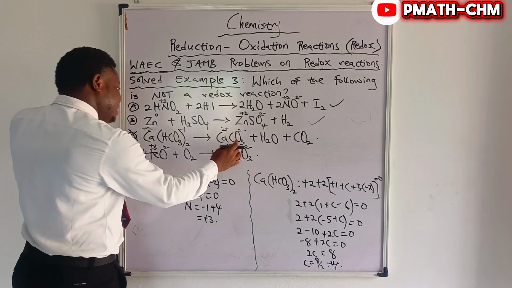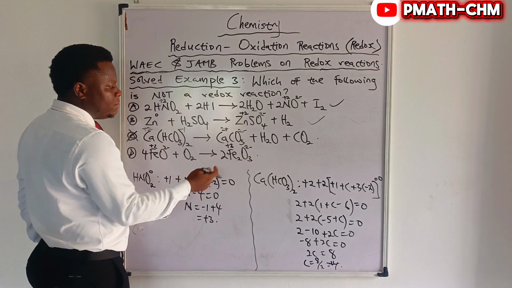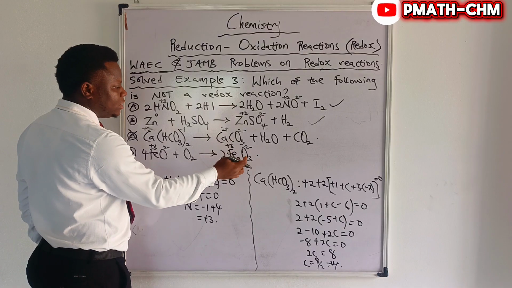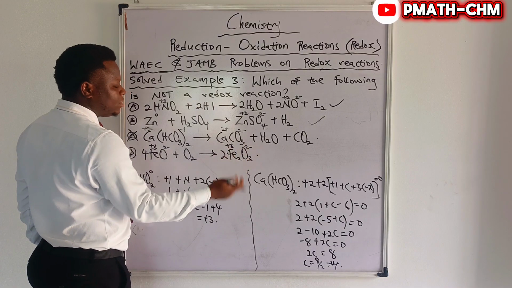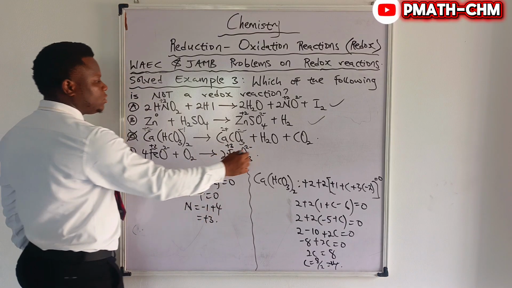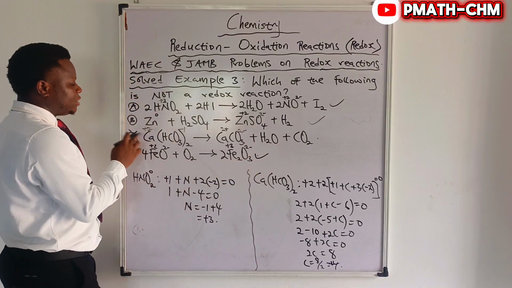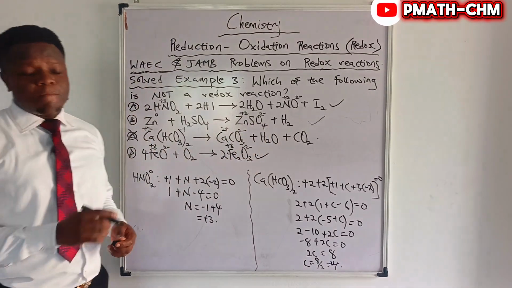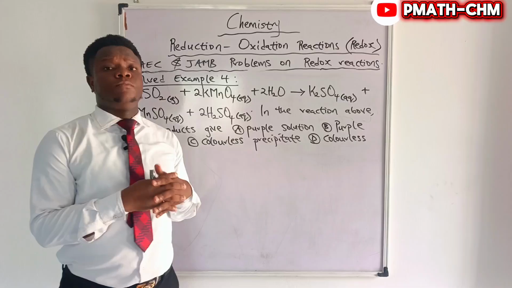In case you are wondering why they are not the same, they are actually the same because remember you have 2 iron here. So 2 times plus 3 is plus 6. 3 times minus 2 is minus 6. So this is also a redox reaction. So the only reaction here that is not a redox reaction is this. So that becomes your answer. We move on to the next question.